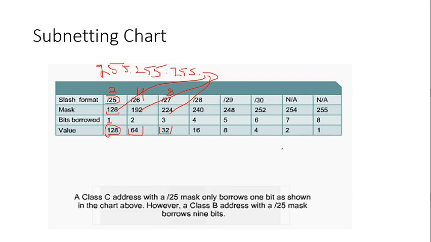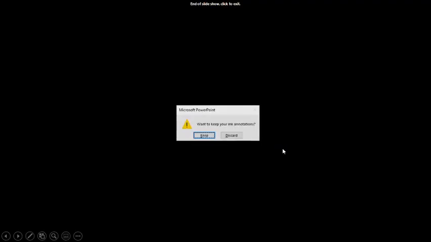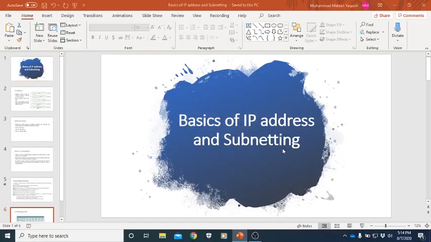This table is only for class C IP addresses. Yes, this can be used as a yardstick to calculate the subnetting chart for class B or class D as well. So that's all for today. That's all about the IP address and subnetting.